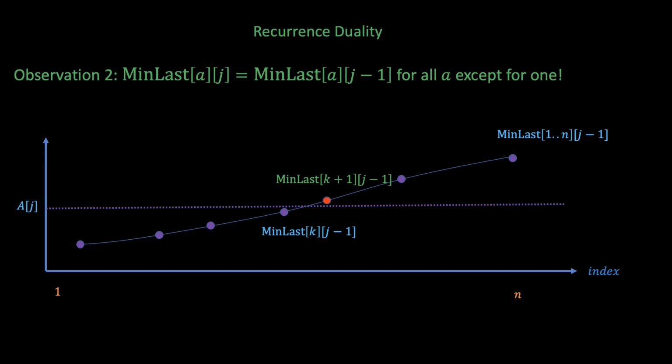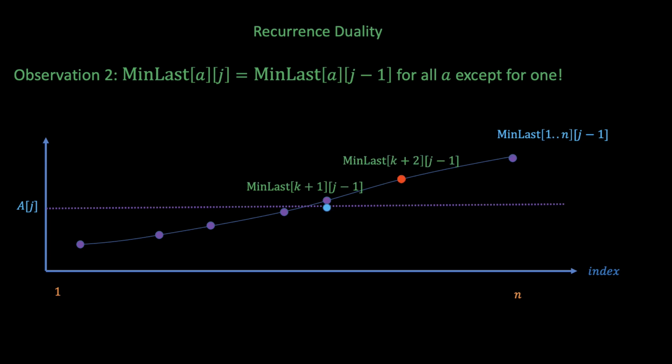So the new minimum last, or the new minimum endpoint for a subsequence of length k plus 1 at j, is now aj. This is the value that changes from one column j minus 1 to the next. Now what about min last k plus 2 at j?